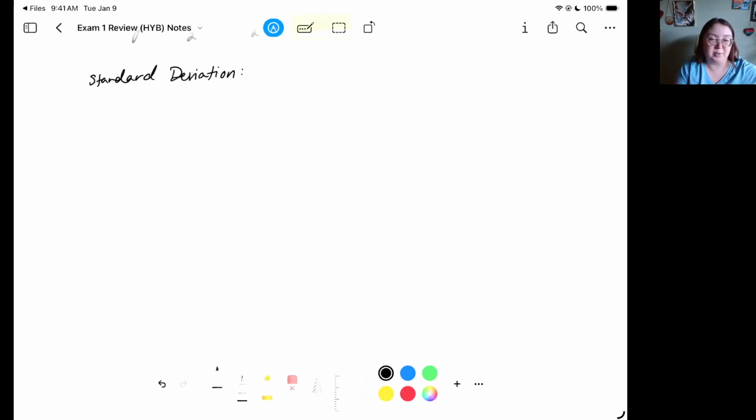The steps for doing standard deviation: your first step is that you would find the mean. We already did that, so we don't have to do that in this case, right? We said the mean was 53.